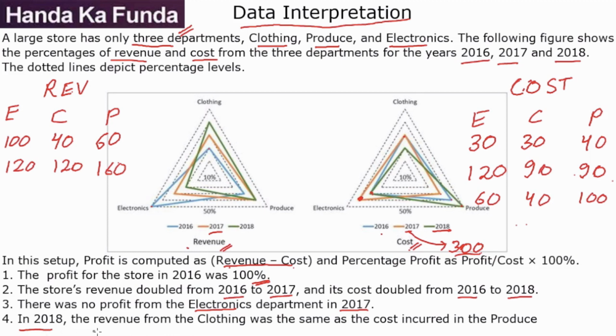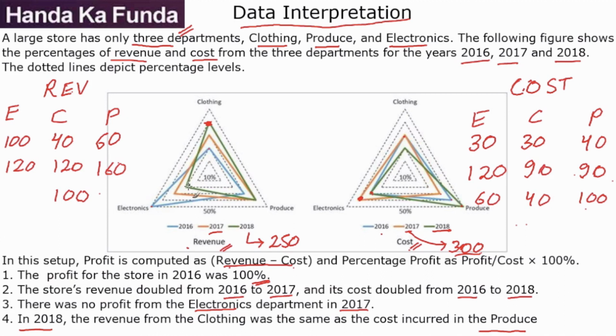In 2018, the revenue from clothing was the same as the cost incurred in produce. So the cost incurred in produce in 2018 is 100, and that was the revenue in clothing. So revenue in clothing was 100. Let's check revenue clothing 2018. This is 40% of the total. So if 40% is 100, that will mean the total is 250.